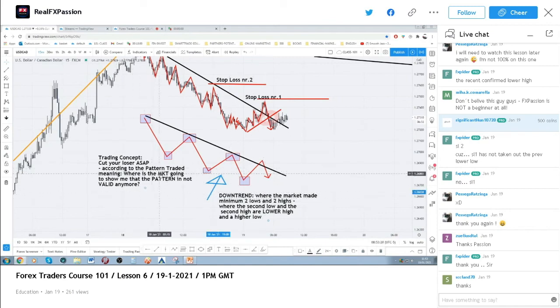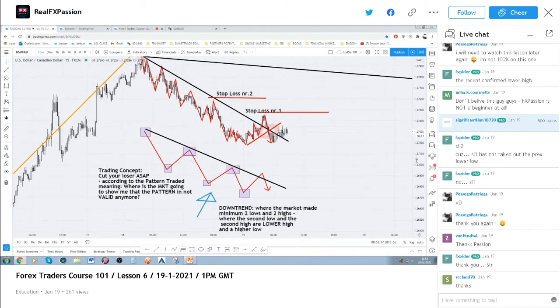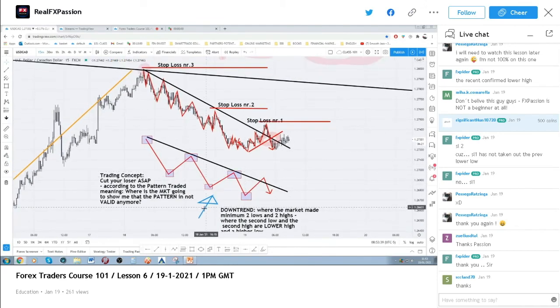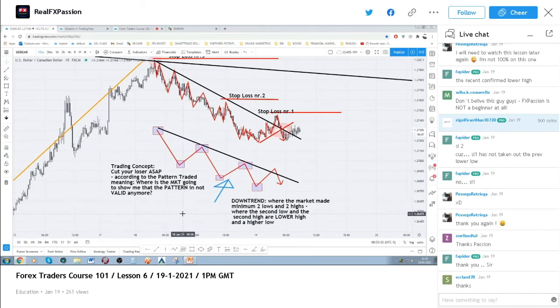If this is the definition, where is the market going to show me that the pattern downtrend is not valid anymore? Look at the chart, and try to translate, everybody, those stop loss number one, stop loss number two, stop loss number three, to this chart down here, theory. How would you answer the question? Which stop loss?